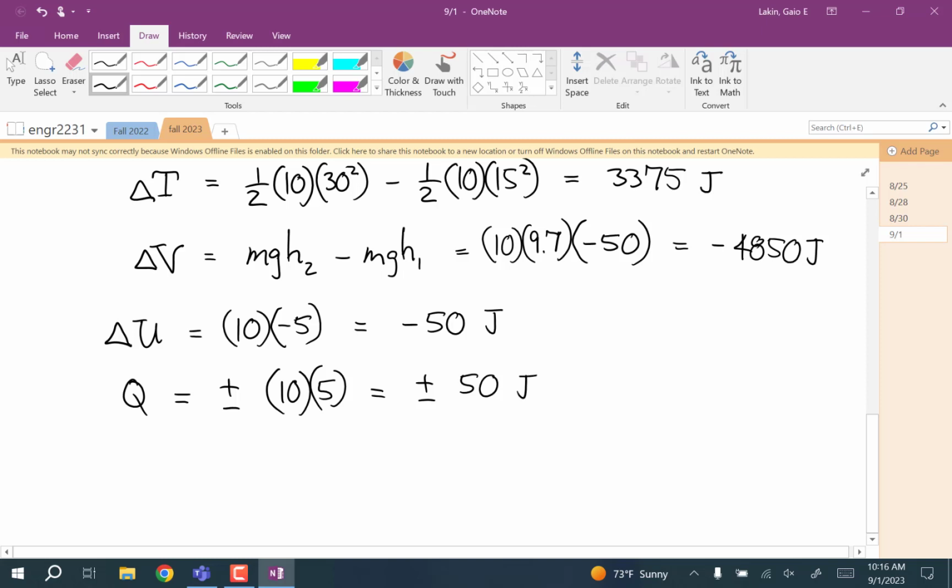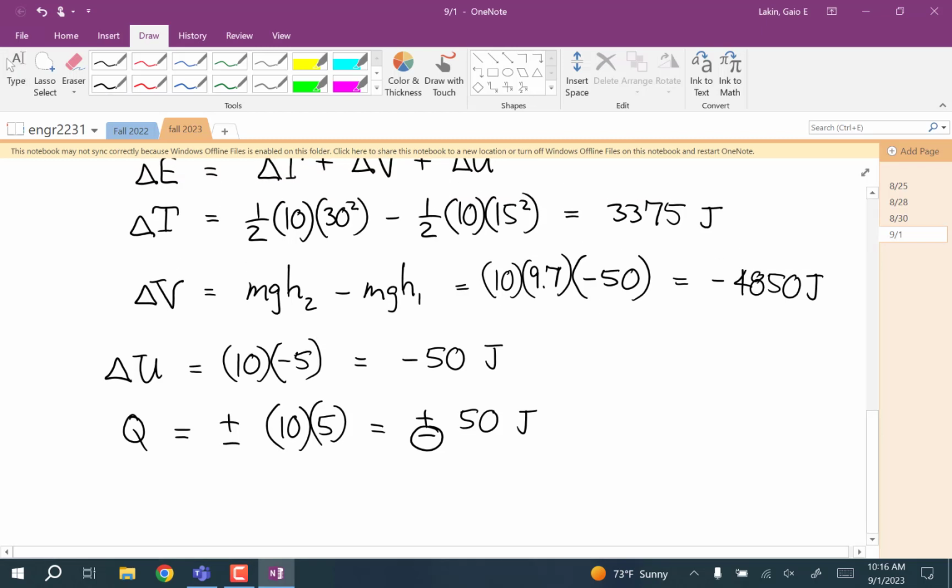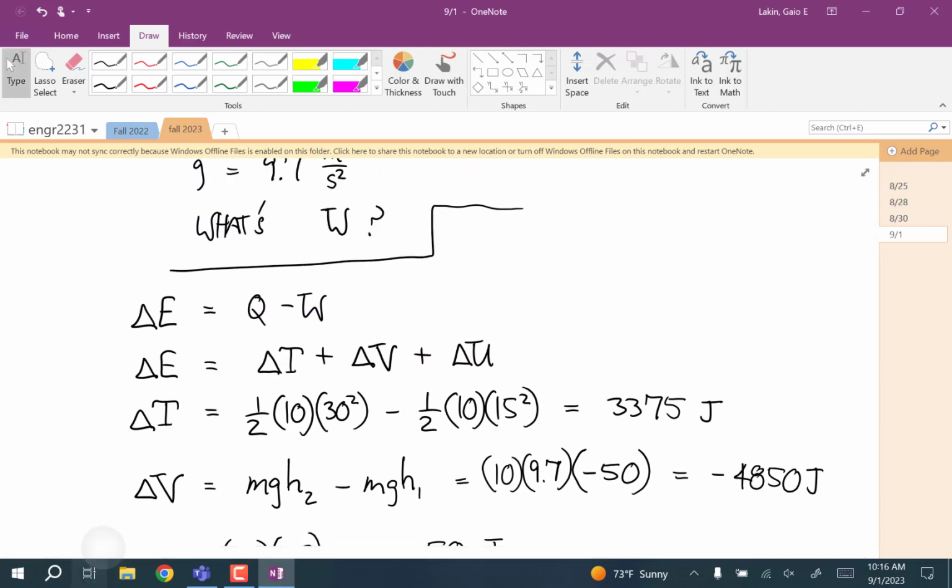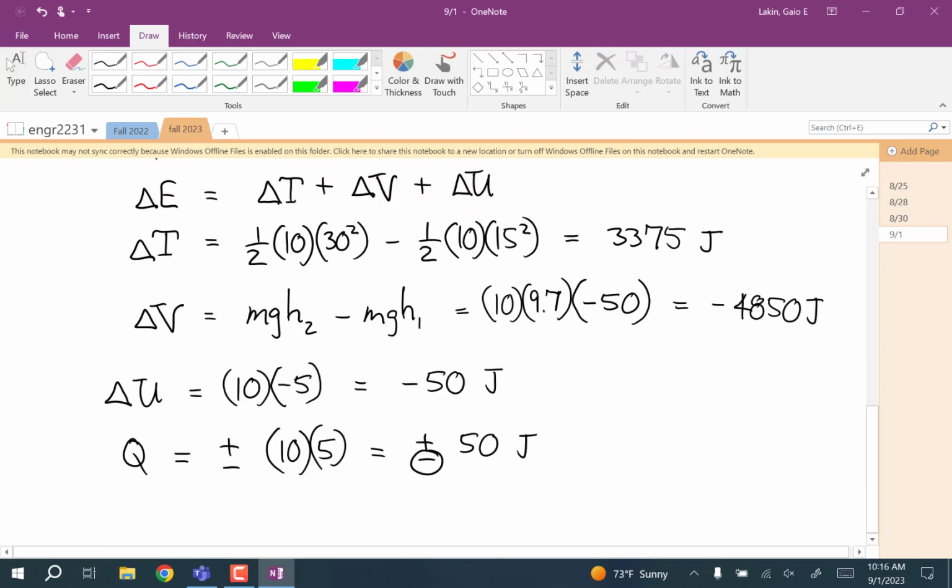And now we have to think, okay, heat is coming out of the system. Is that a positive or a negative Q? Negative. That's negative. And with that, always think about a power cycle. So a power cycle, heat goes into the system and work comes out of the system. So now we can finally write this whole thing.